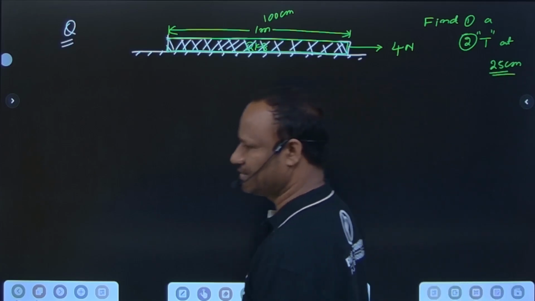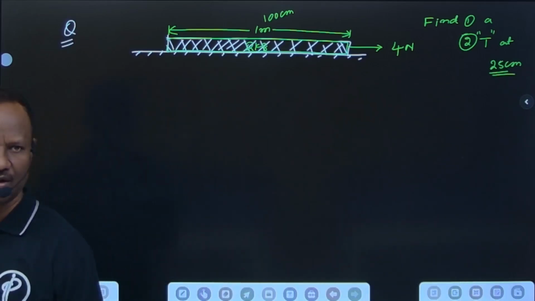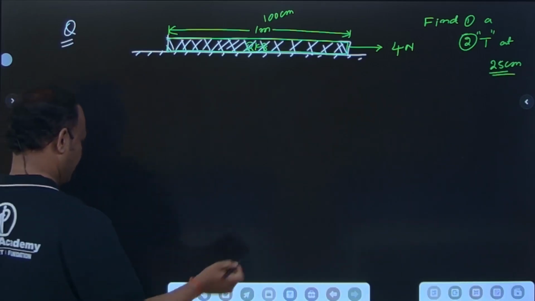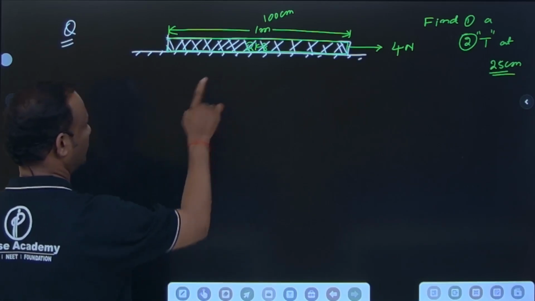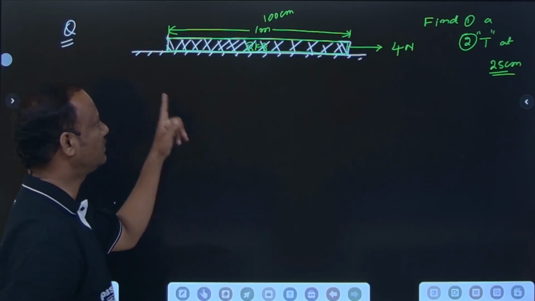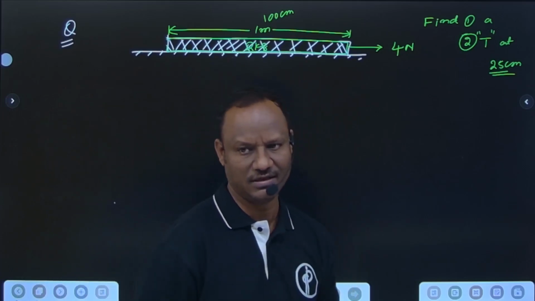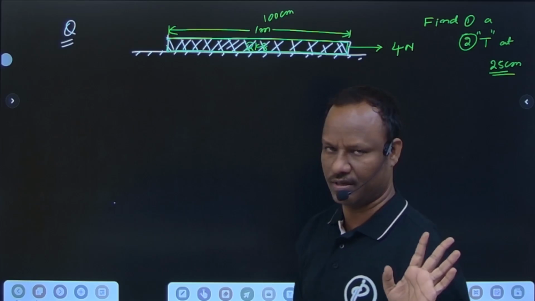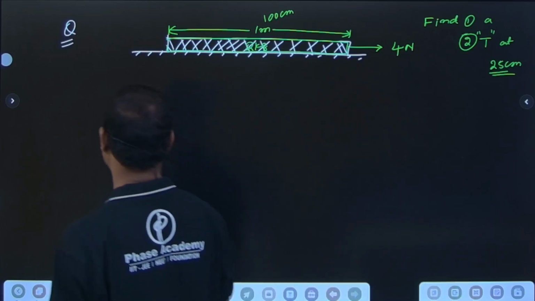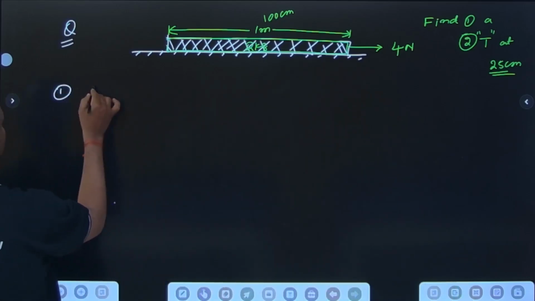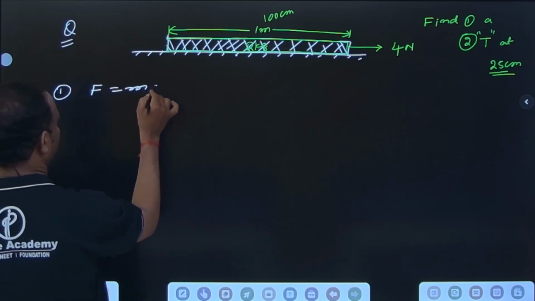Tension at 25 centimeter. Okay. Just apply the very first one. I said that when the mass of the string is given, you consider it like a block. For the very first condition, F is equal to M into A.